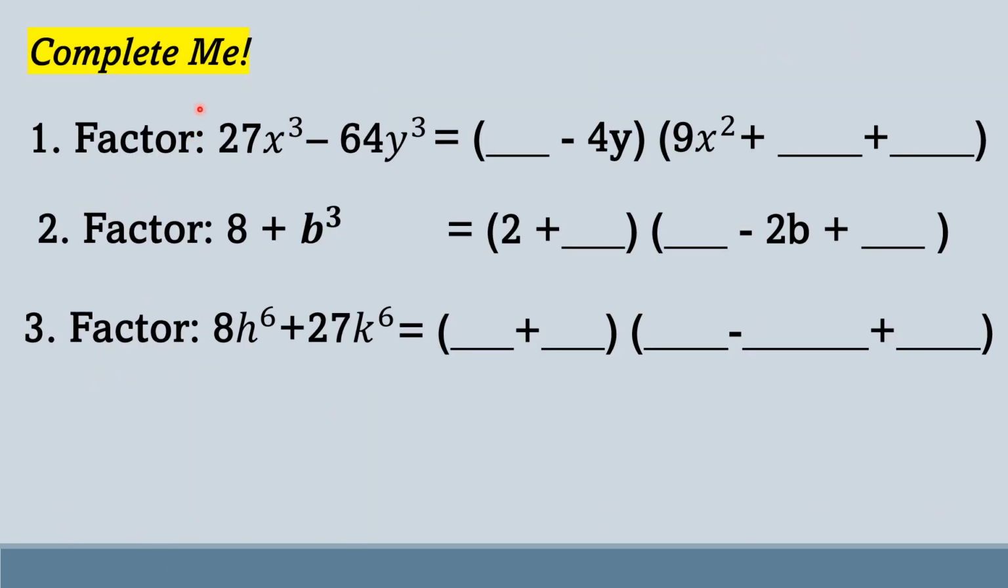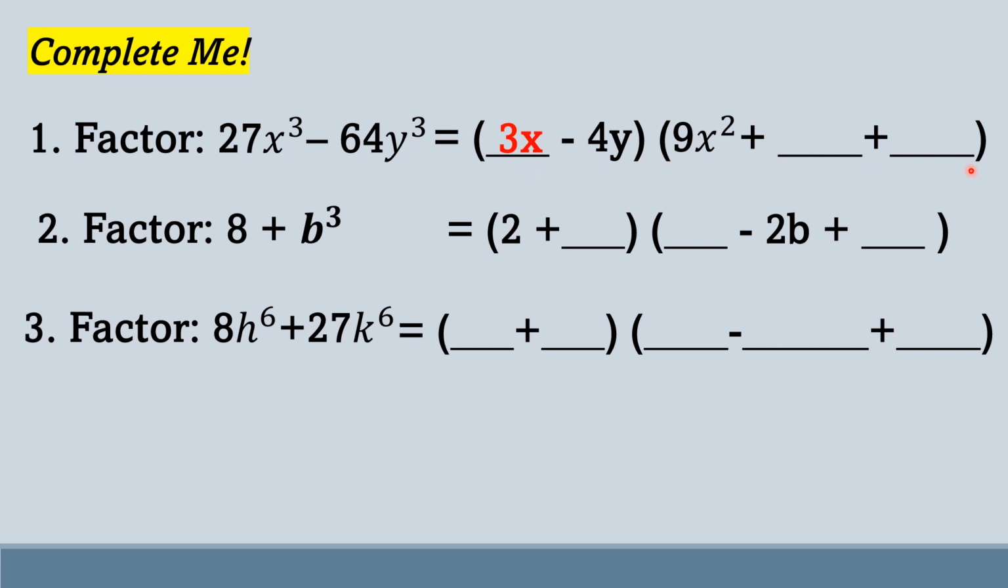This time we're going to have an activity, Complete Me, meaning to say you're going to fill in the missing terms. Number 1, factor 27x cubed minus 64y cubed. In the first factor, the missing term is the first term. In order to get the first term of the first factor, get the cube root of the first term of the given polynomial. So the cube root of 27x cubed is 3x.